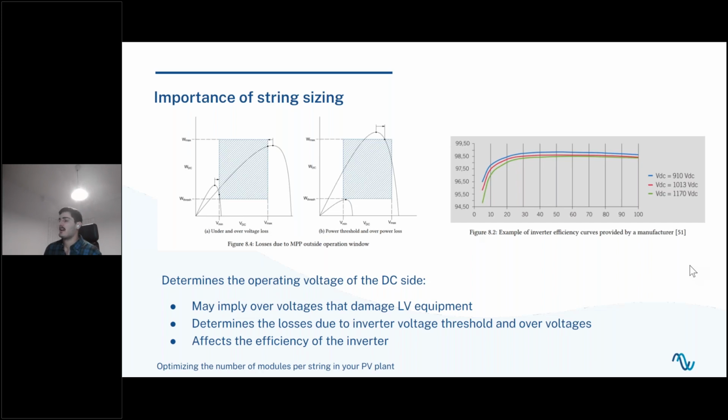Then I also included one picture that comes from one manufacturer. It's one example on how the inverter efficiency is also affected by the voltage that is reaching the inverter. We have in different colors different voltages, and we can see how while we are increasing the voltage of the DC side of the plant, we are decreasing the efficiency of the inverter. It's also affected by the power, but we can see that here there's a relation with the voltage.